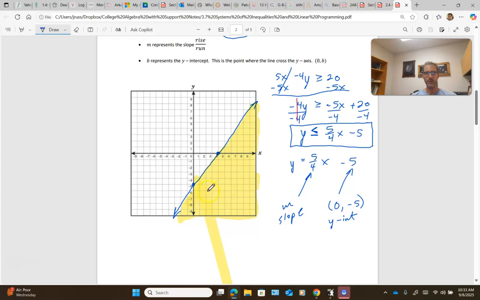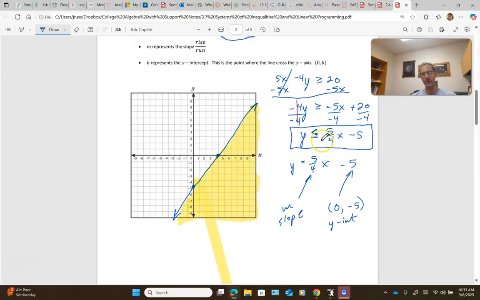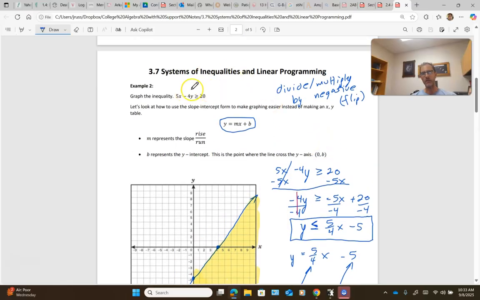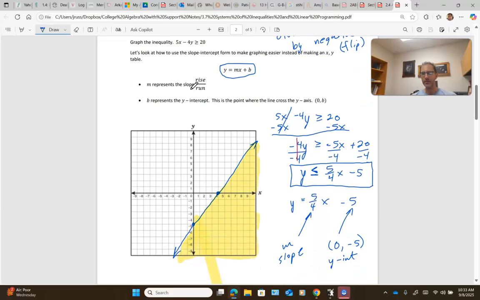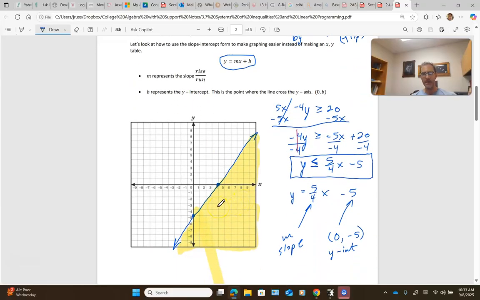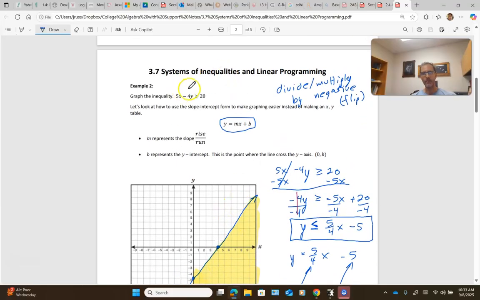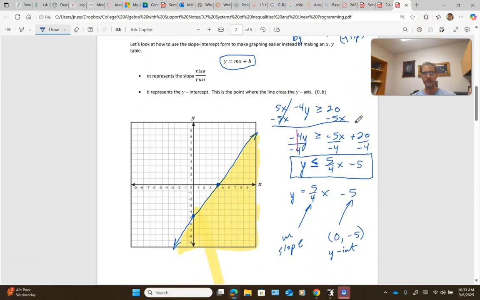Anyway, so this region right here and all the points that make up the line, all of those ordered pairs would make this original inequality a true statement. And guys, you could try it. You could pick any point, plug the x and y value of that point in, and this will be a true statement. What you get on the left side will be greater than or equal to what you have on the right-hand side.